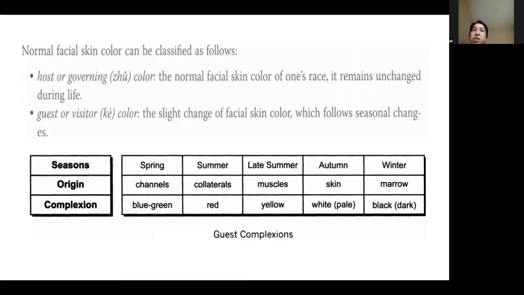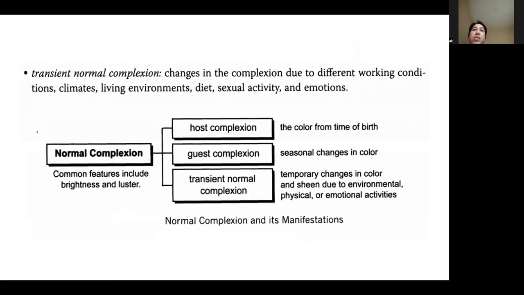In terms of season, the origin: spring is in the channel, summer the collaterals, late summer the muscle, autumn the skin, winter the marrow. And the seasons in the complexion: spring is blue-green, summer is red, late summer is yellow, autumn is white or pale, and winter is black or dark. That is the guest complexion.